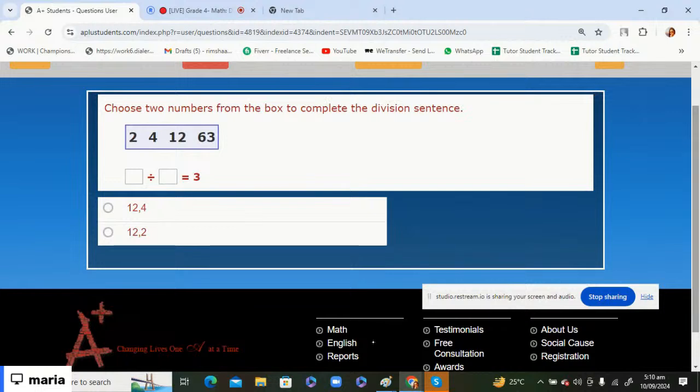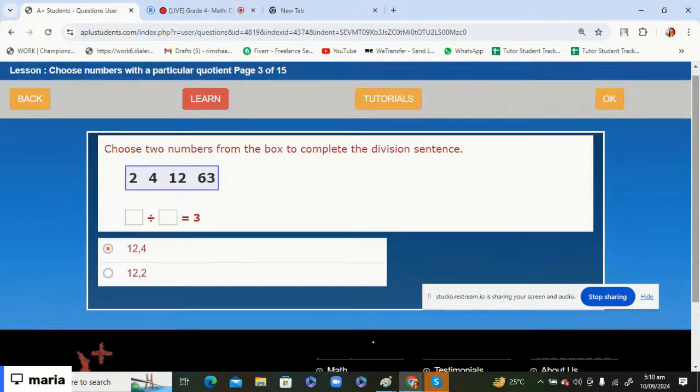So it's 2, 4, 12 and 63. So it means that 4 times 3 is 12. So it means that 4 and 12, these are the two numbers. So we are going to click over that number. Okay.